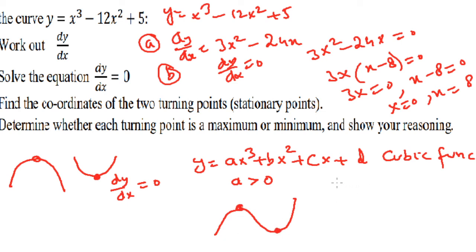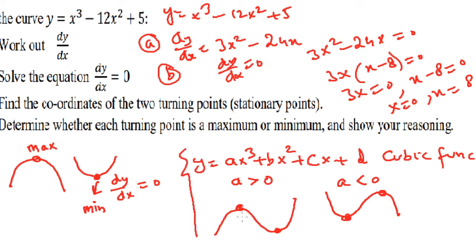Okay, now if a is less than 0, then the curve will always be this one. So this is one stationary point, that is another stationary point. Now this point, you know, is the maximum point, and this point is the minimum. I have explained these things, but this is now the cubic function.